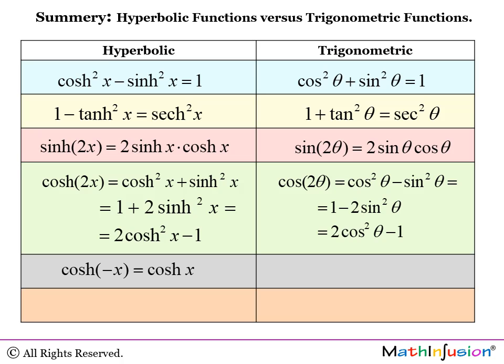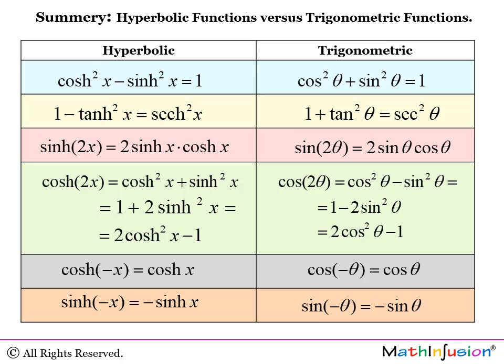The cosine hyperbolic function is even, exactly as the trigonometric cosine function. And the hyperbolic sine is odd. And also, the sine function is odd.